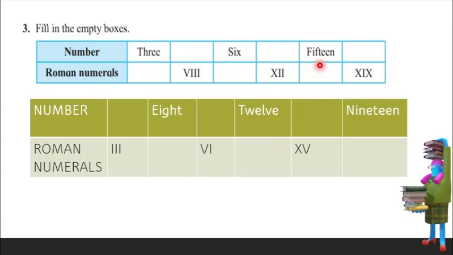Next one, 15. How do we write 15 in Roman numerals? So we write 10, that is X, and 5, that is V. So 10 plus 5 is 15. Next one, this is what? This is 19. How it is 19? One X is there, I is there, and X is there. Now here I is present on the left hand side of the X. X is the greater number. So what we will do? We will subtract it. So 10 minus 1, which is 9. 10 plus 9 is 19.